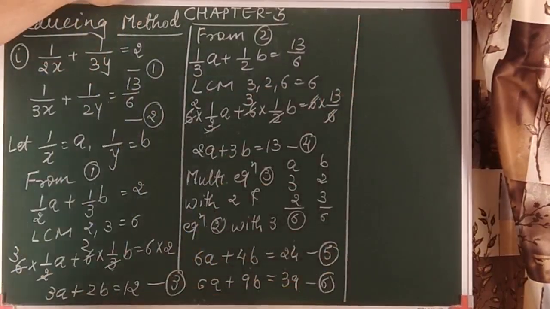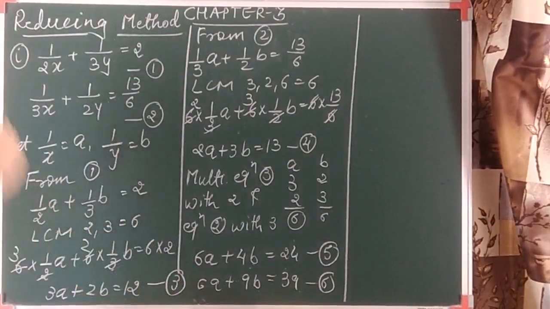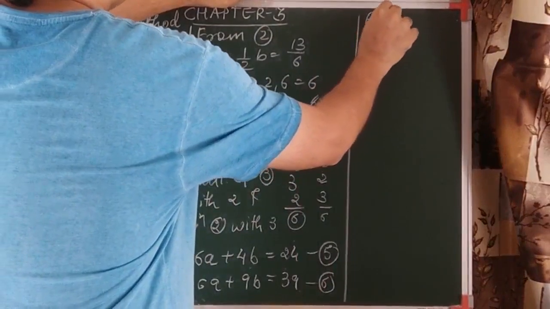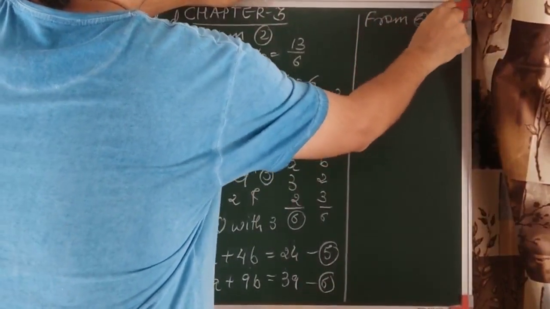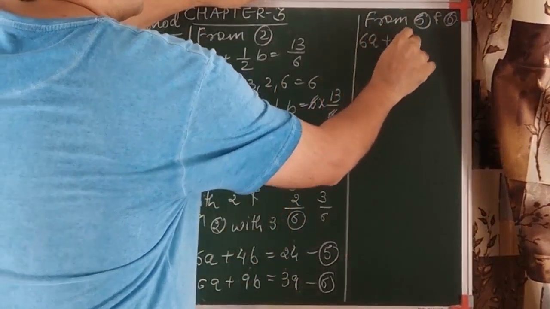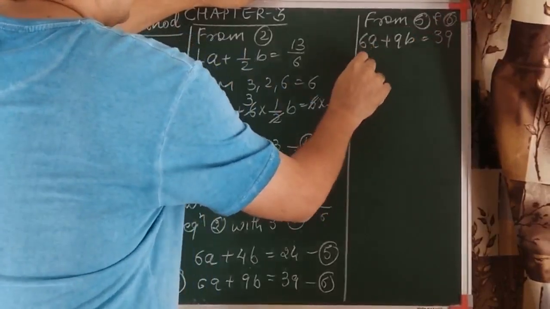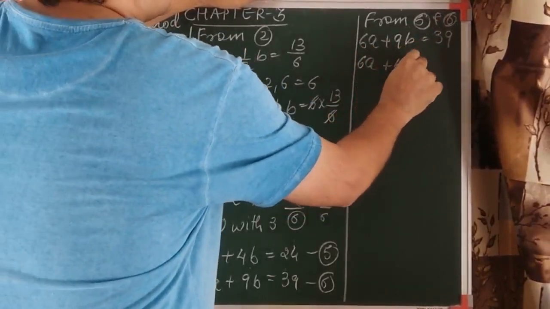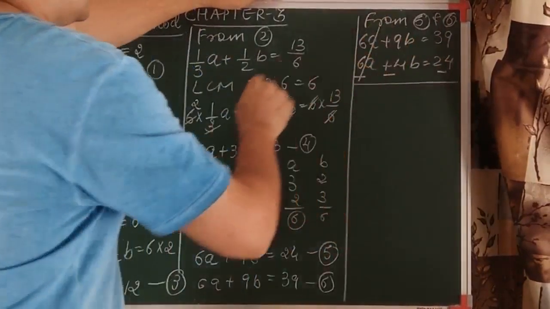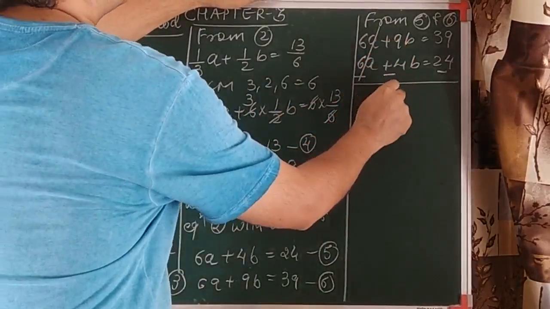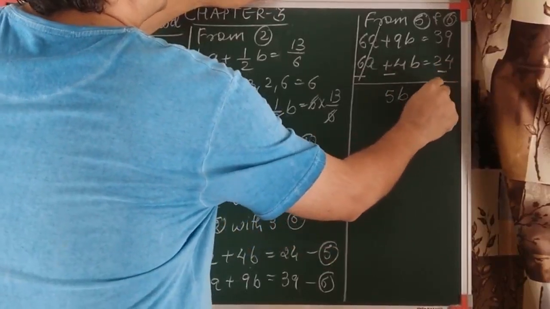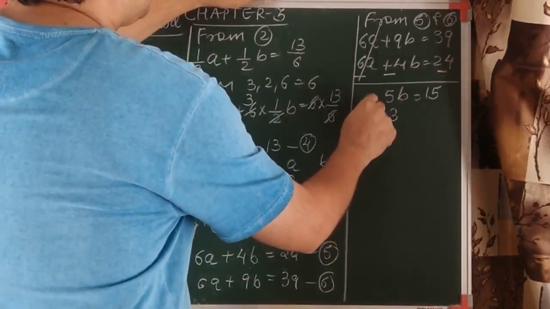Now we can do the subtraction, since the coefficients are equal. So let's subtract equation 5 from 6, not 4, it's 5 and 6. I'll subtract: 6a plus 9b is equal to 39, this is equation 6, and 6a plus 4b is equal to 24, this is equation 5. As I do the subtraction, both 6a terms will cancel, so a will be eliminated. 9 minus 4 is 5, 39 minus 24 is 15. So the value of b we obtain is 3.